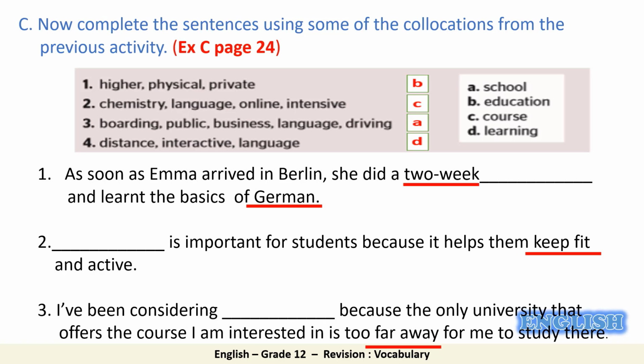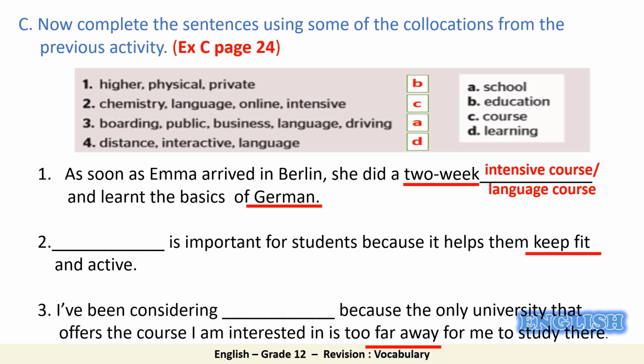Now we will correct. Number 1. As soon as Emma arrived in Berlin, she did a 2-week and learned the basics of German. Notice in this sentence that there are keywords that have been underlined, which are 2-week and German. These 2 hints help you understand that Emma has to learn a new language, which is German, and in a very short period of time. So the answer is intensive course or language course. Excellent.